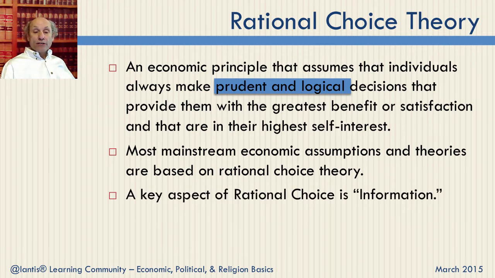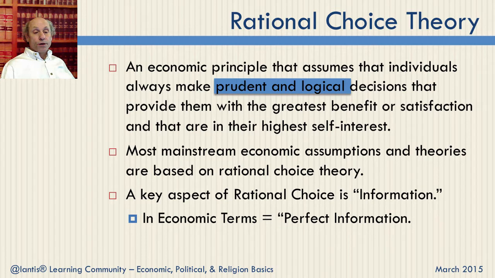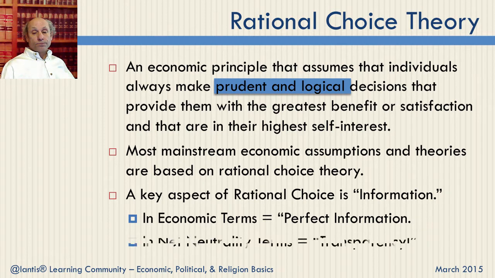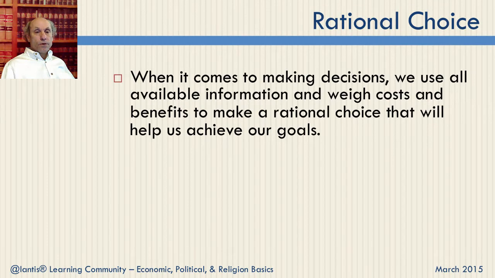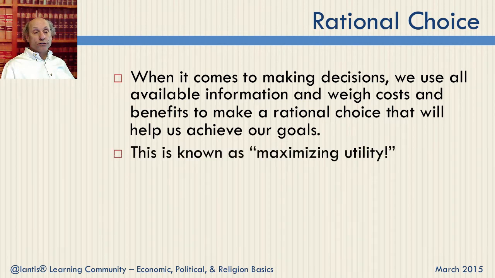A key aspect of rational choice theory is information, of which I'm going to spend a lot of time talking in the upcoming lectures. In economic terms, we often talk about information in terms of perfect information. In net neutrality terms, we talk about information in terms of transparency, and I'm also going to talk a lot about that too. Remember, when I talk about net neutrality, transparency is the most important thing that I want. When it comes to making decisions, we use all available information and weigh costs and benefits to make a rational choice that will help us achieve our goals. That's essentially what a rational choice is. This is known as maximizing utility.